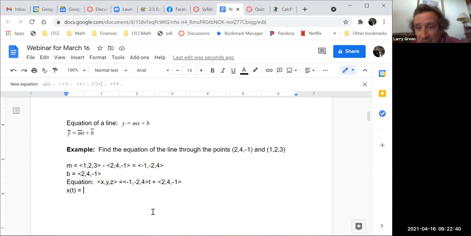Yeah, it's negative t plus 2. I see, there's someone who just put it in. I missed it. Okay, negative t plus 2. Then we have y of t is equal to negative 2t plus 4. And then we have z of t is equal to 4t minus 1.